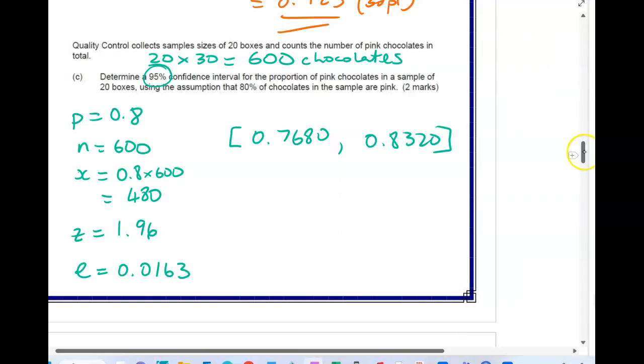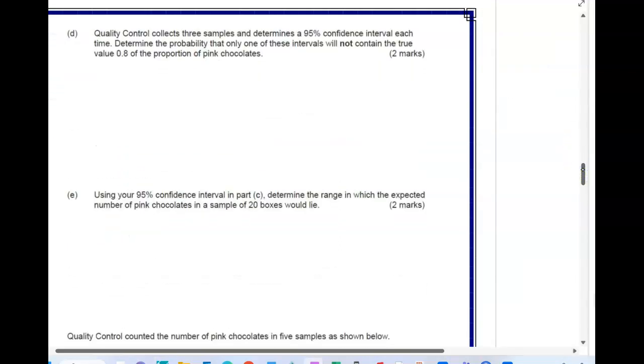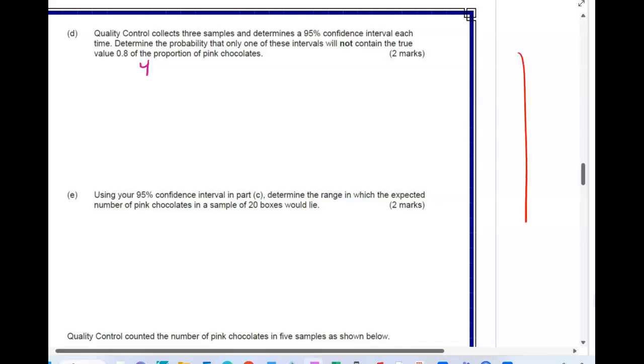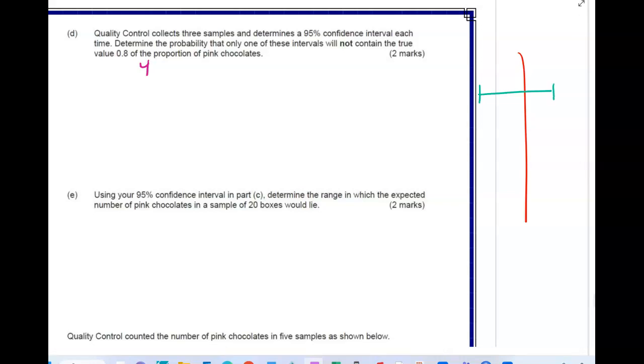It's the same difference. Okay, let's have a look at part D. I'll give you some time. So your 95% confidence interval, we're taking 3 samples. Our true proportion is that. We're taking 3 samples. That might be 1, that might be 2, and that might be the 3rd one. Out of those 3 samples, what's the probability that only one, so that scenario that I've just shown you there, does not contain the true proportion?